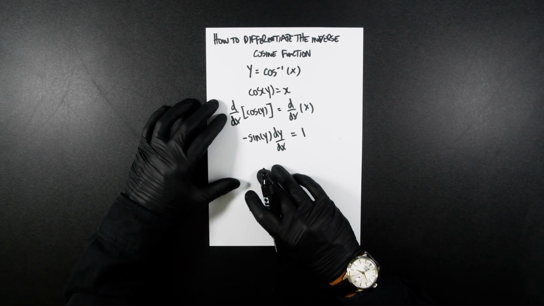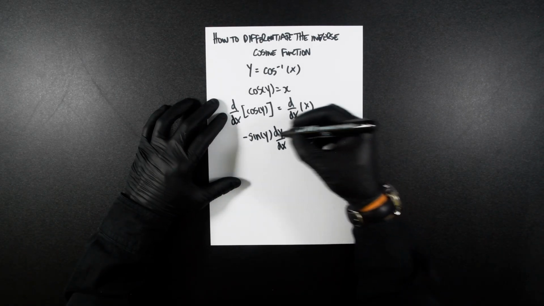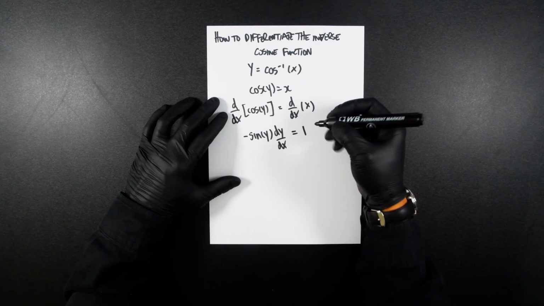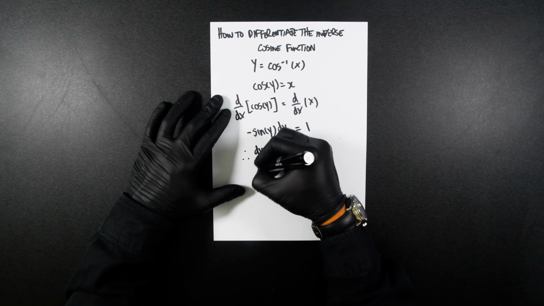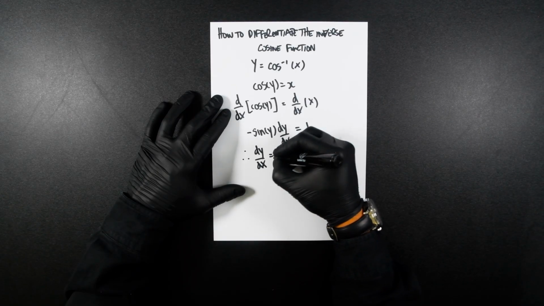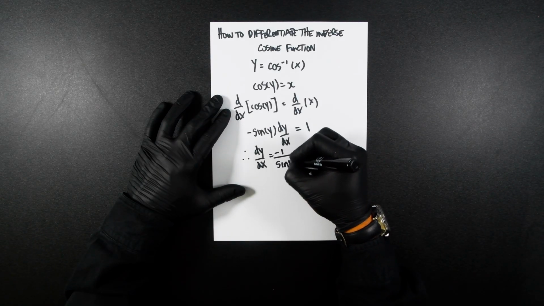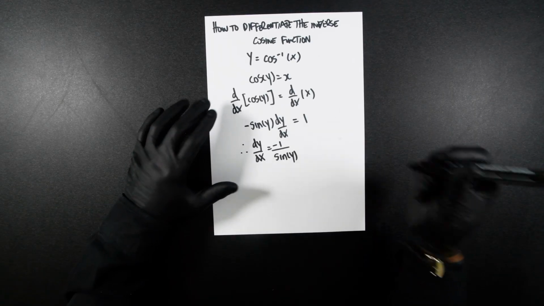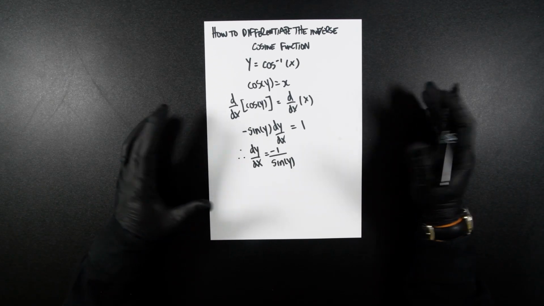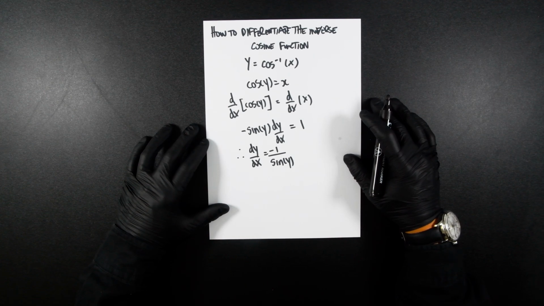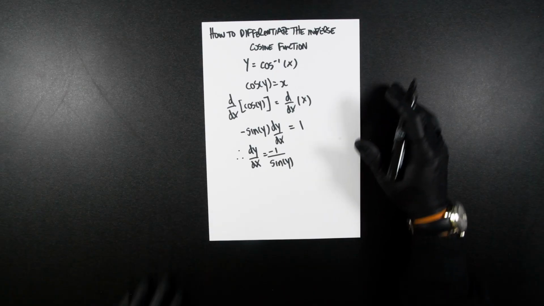And now let's get the dy/dx by itself. So we're going to divide both sides by minus sine y. So therefore, you're going to get dy/dx equals minus 1 over sine y. We're now going to use the next step. We're going to use the identity, substitute it in, rearrange, and we should be able to show what the inverse cosine function is differentiated.